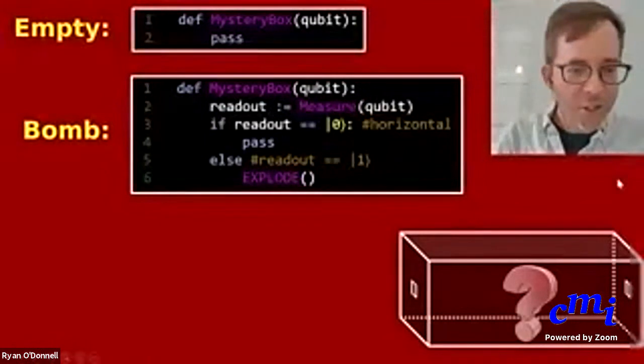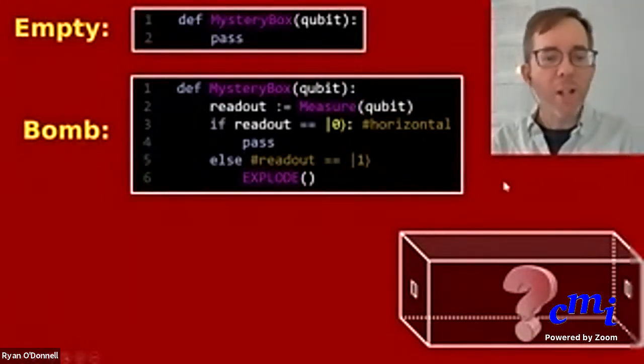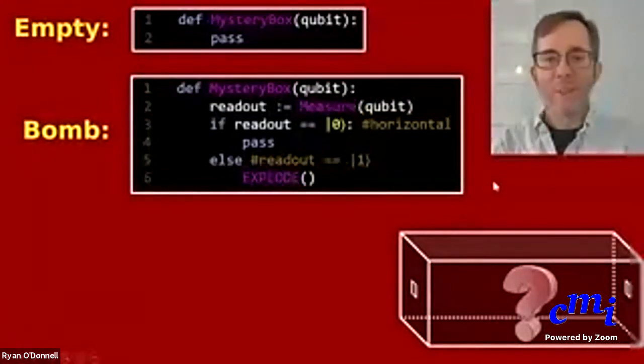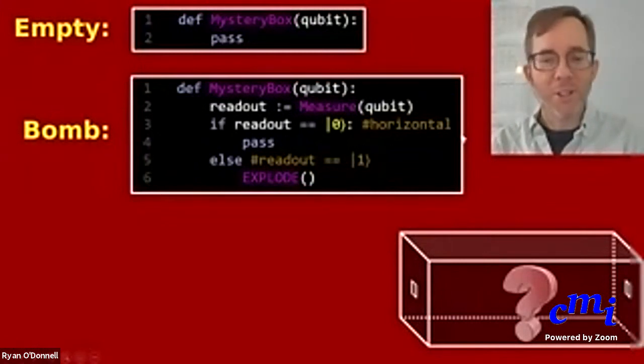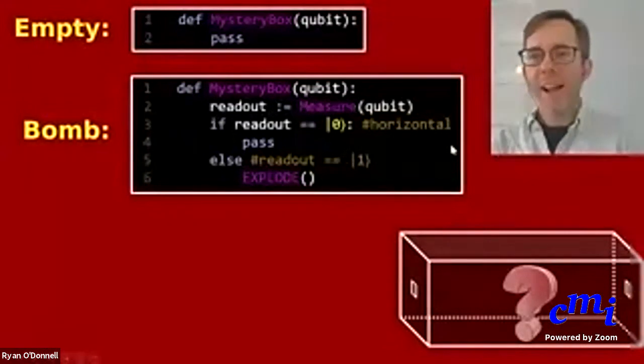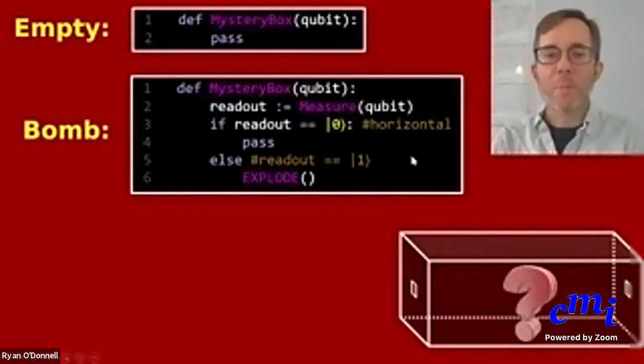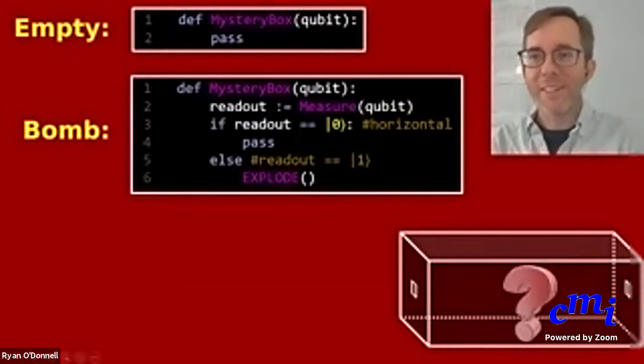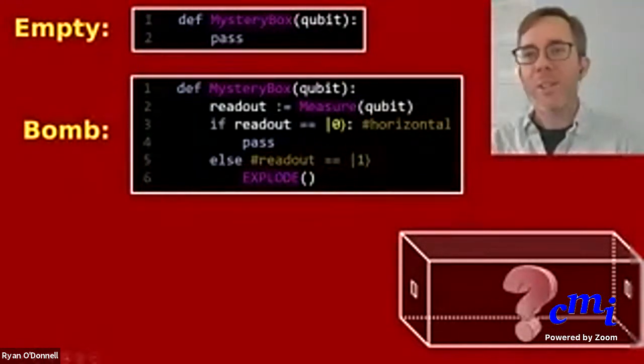Oh, somebody asked, just curious, what programming language are you using here? We're not using any real programming language here. This is pseudocode. It's a made-up language that I hope you can understand. I guess it's slightly modeled after the syntax of Python, but it's not really like the syntax of Python. It's a made-up computer programming language.